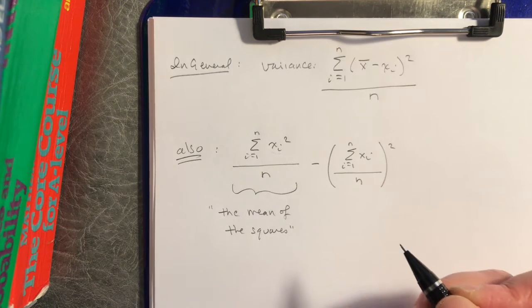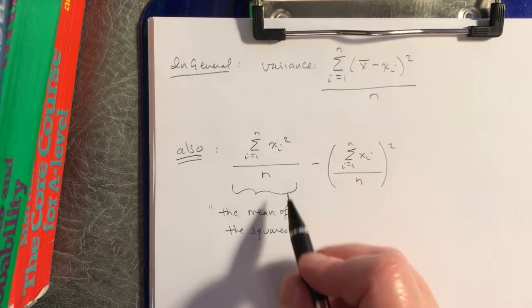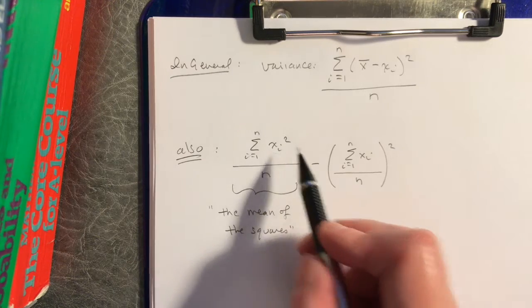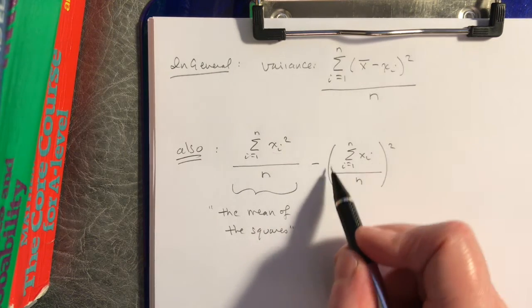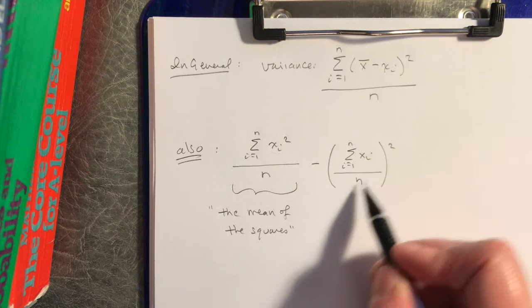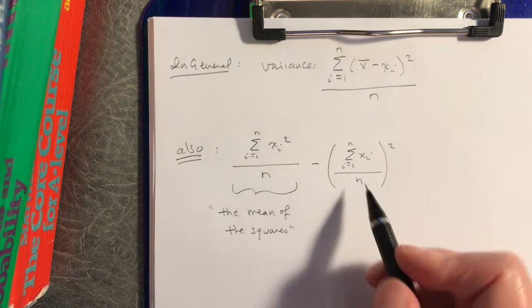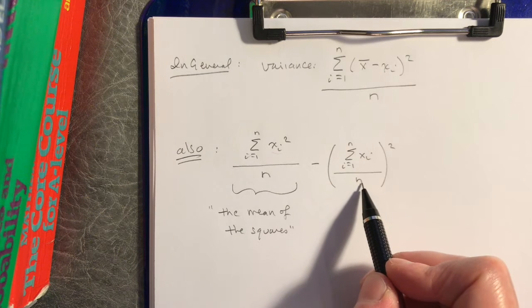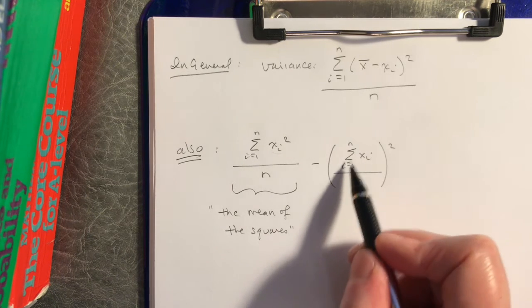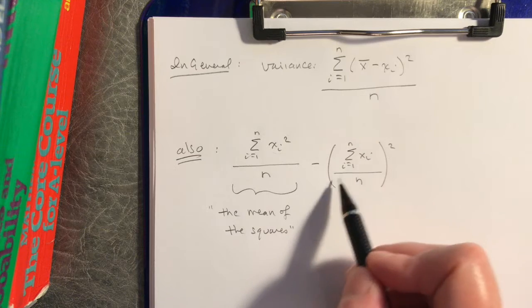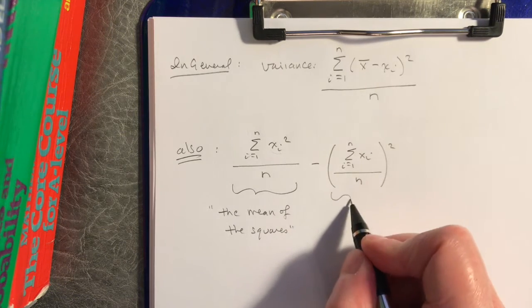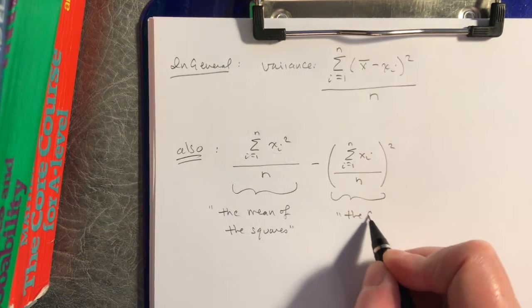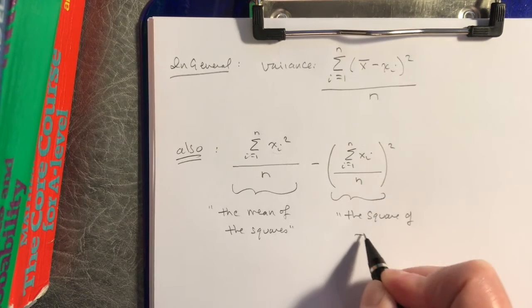We'll do an example with numbers. I'm just showing you the formula. This is the mean of the squares, and this is the square of the mean. If I add up my data points and divide by how many I have, that's the mean. So I'm taking the mean, x bar, and I'm squaring it. So this is the square of the mean.